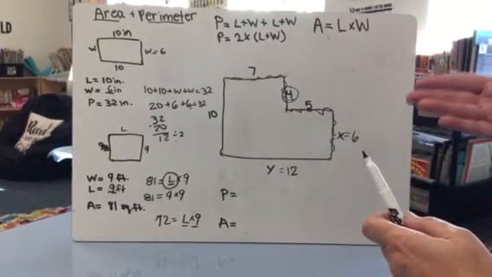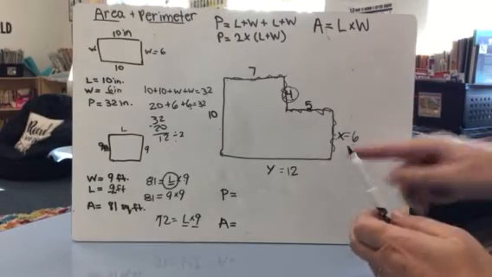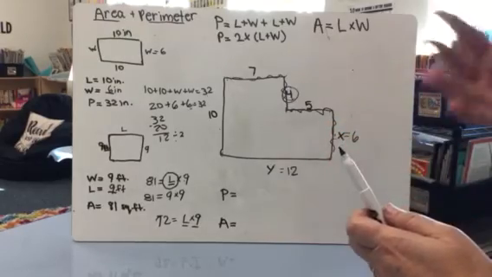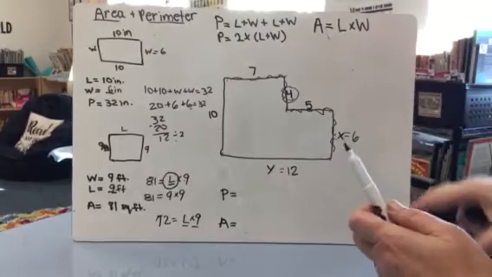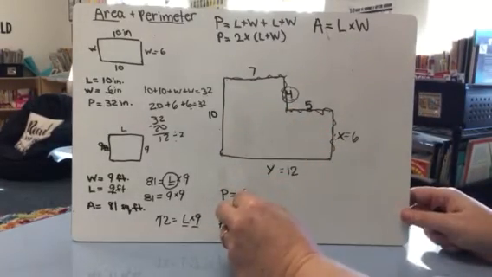Probably the trickiest part with complex figures and perimeter is that you're adding a bunch of numbers. In this case, we have 1, 2, 3, 4, 5, 6 sides to add, and there's more room to make a silly mistake. So you have to just be careful with your addition. Make sure you get all the sides.